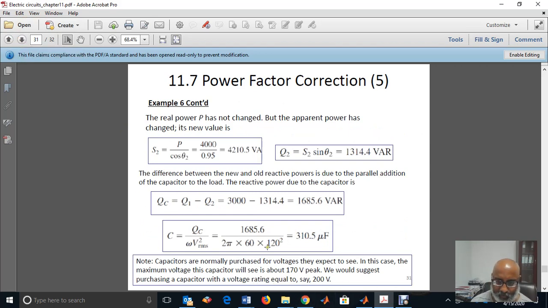Note that for 120 volt RMS, we have a peak voltage of 170. So the capacitors, when we purchase them, are rated with respect to the peak voltage. So we would suggest purchasing a capacitor with a voltage rating, for example, 200 volt, higher than this value, for the safety of the capacitor itself. So the rating should be 200 volt or higher than 170 volt.